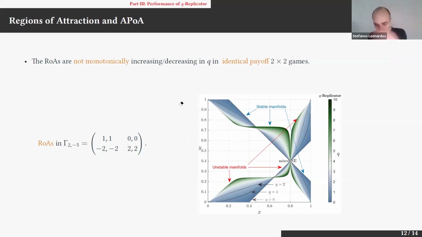And this monotonicity of the regions of attraction fails even in the simplest variation of the previous game. Here we have an identical payoff game, not symmetric. The payoffs are identical. The game is 2 by 2. And here again, we plot the boundaries, and they are not monotonic. As you see here, we have this flap of the regions of attraction of the separating lines.